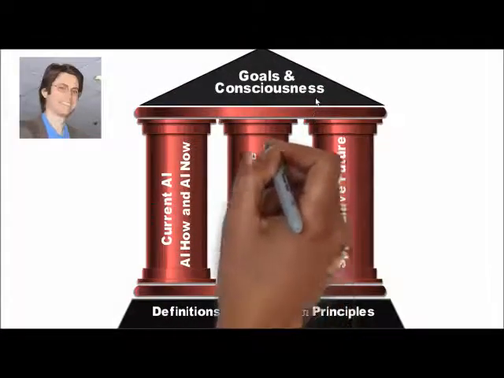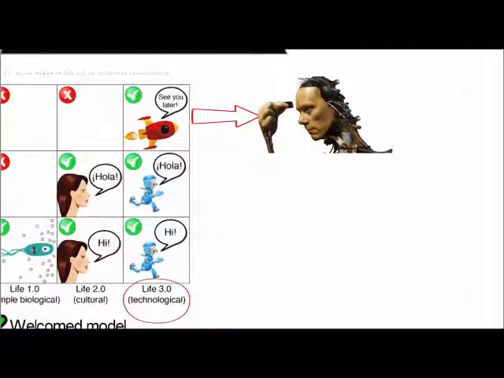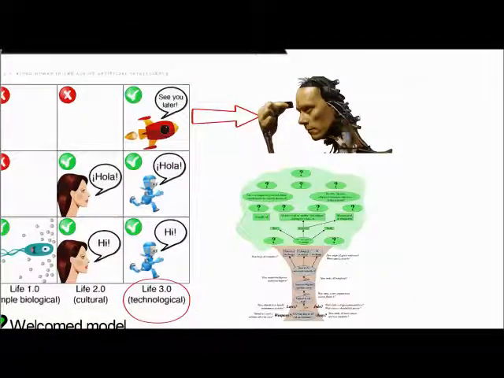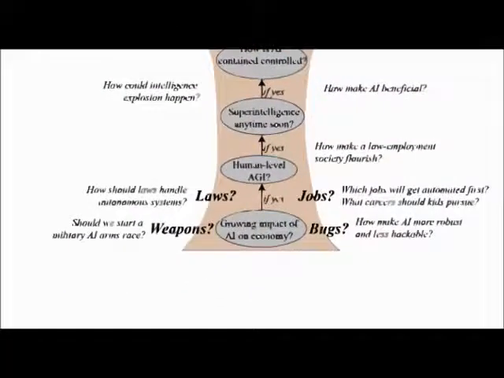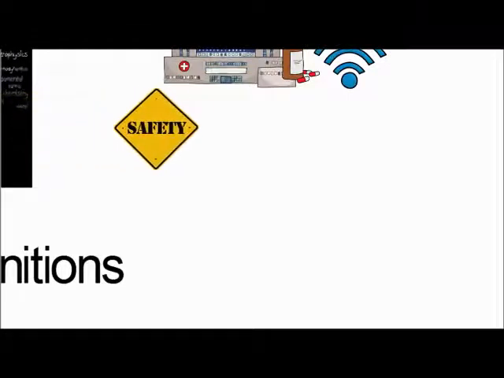Then he jumps into the near future, what I'm going to call fat ANI and light AGI, or general intelligence. He picks five criteria for that: the economy, laws, weapons, jobs, and bugs. When he gets into the economy, he talks about AI for finance, for manufacturing, for transportation, for hospitals and drugs, for energy, and for communication. And he talks about all the different criteria for those.